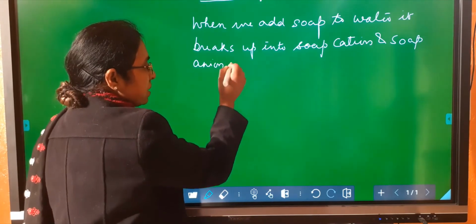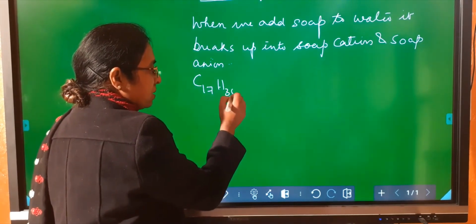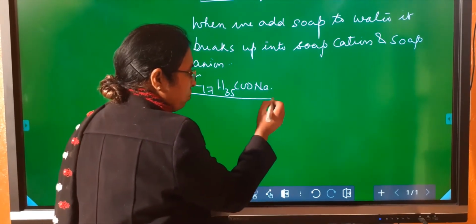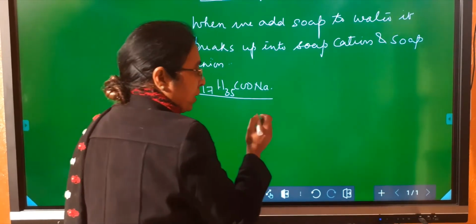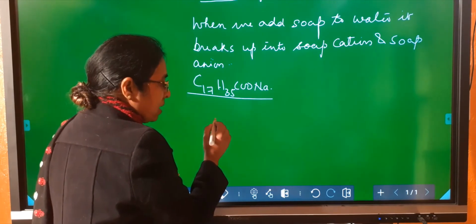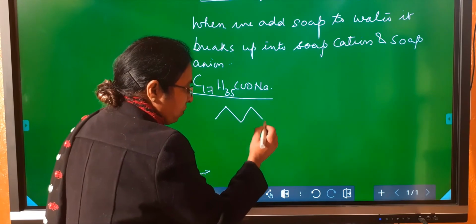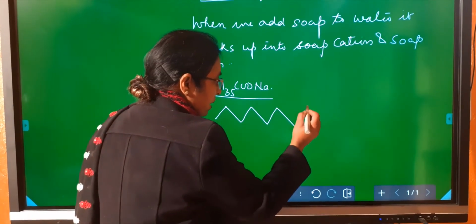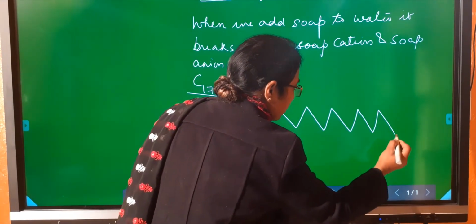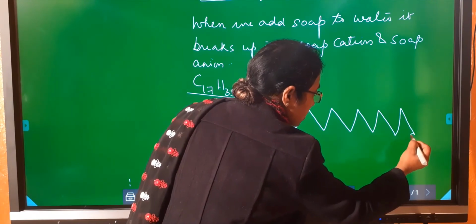Alright, let us see how. If we are writing C17H35COONa as one molecule of soap, how can we write this? Say if this is C17, let me write over here. This becomes C1, 2, 3, 4, 5, 6, 7, 8, 9, 10, 11, 12, 13, 14, 15, 16, and this becomes 17.